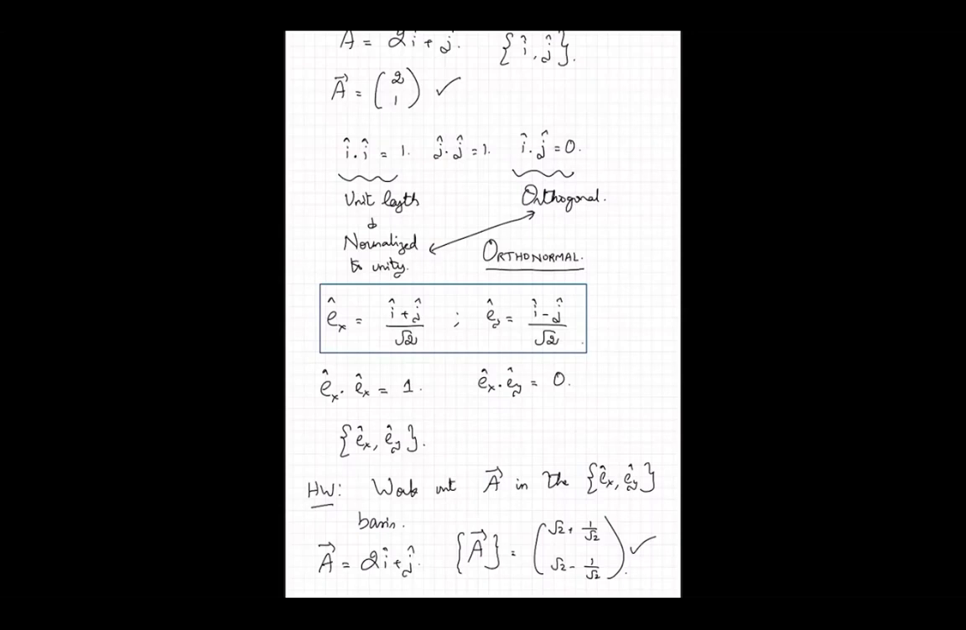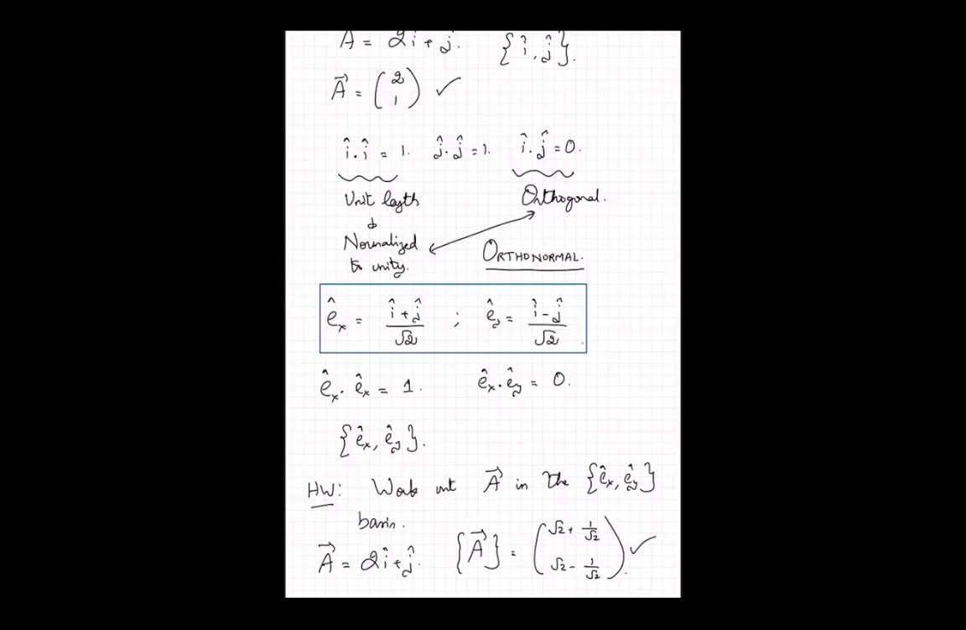So I asked you to work out the vector A in the Ex, Ey basis, and I hope that all of you had fun doing it. It is not a terribly difficult exercise. You will find that the vector A can now be written as square root of 2 plus 1 over square root of 2 times Ex hat plus square root of 2 minus 1 over square root of 2 times Ey hat. So in other words, the important lesson here is that the components of a vector are unique once you specify the basis. Okay, the components of a vector are basis dependent.